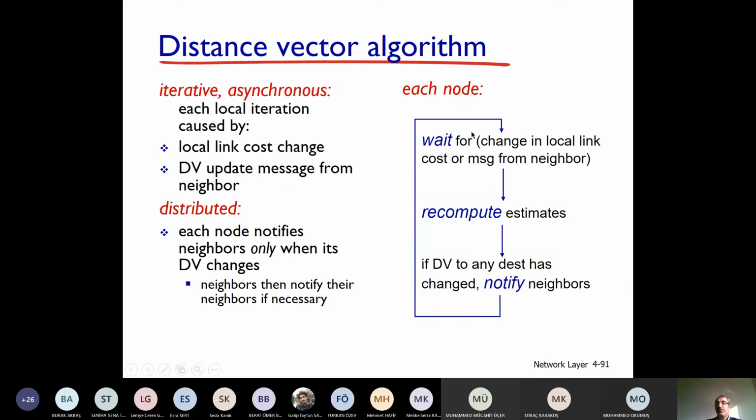So in summary, as a node X, I'm going to wait for a change in the local link cost or a message from a neighbor, and then recompute my DV estimate. If the DV to any destination has changed, I'm also going to notify my neighbors about this change, just as the other neighbors notify me, and this change may affect me.